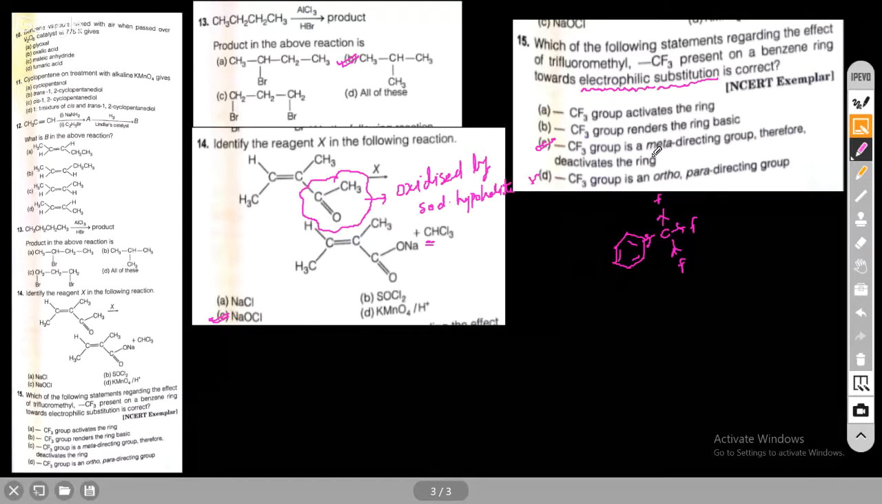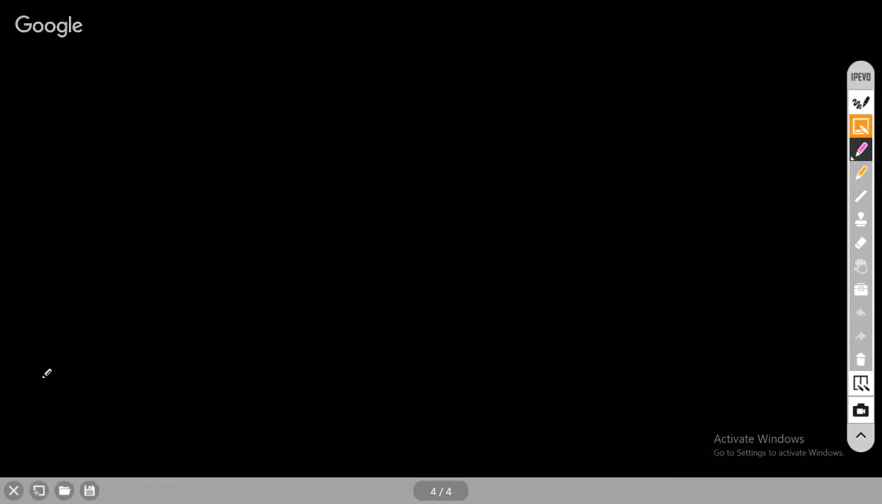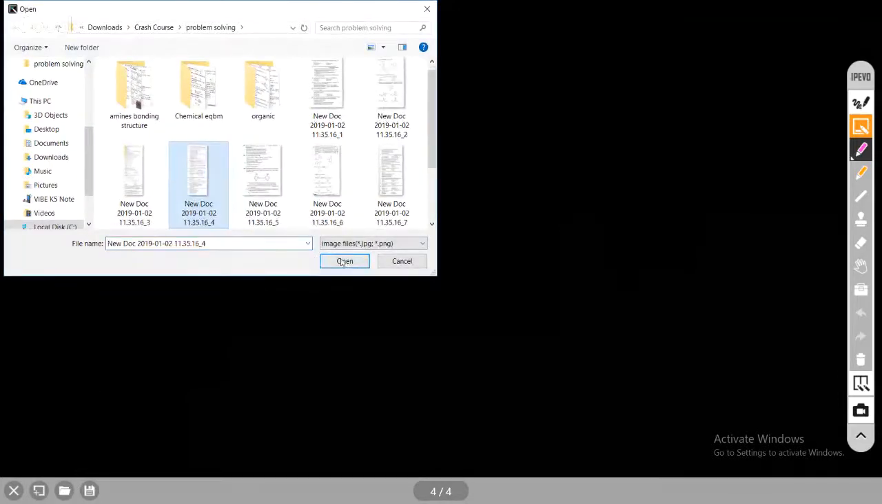This information you should have. It is a meta directing group. Here we don't have any resonance effect. It is the I effect, the electronegativity I effect we are talking about. It is a meta directing group, and it deactivates the ring towards electrophilic substitution reaction. So option C is correct. Next, question number 16.